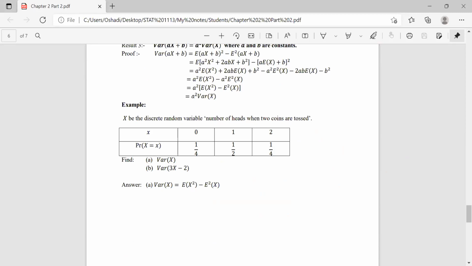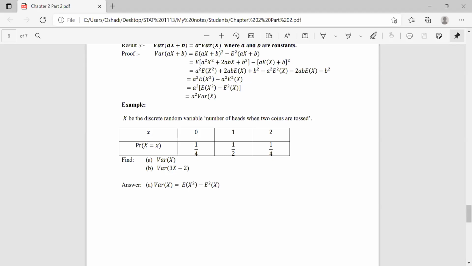Okay, look at this example. Let x be the discrete random variable, the number of heads when 2 coins are tossed, right? So we know the probability distribution of the number of heads. There are 0 heads, or there may be 1 head, and there may be 2 heads when tossing 2 coins, right? So the probabilities are 1/4, 2/4 and 1/4. That is the probability distribution related to the random variable x, the number of heads when 2 coins are tossed.